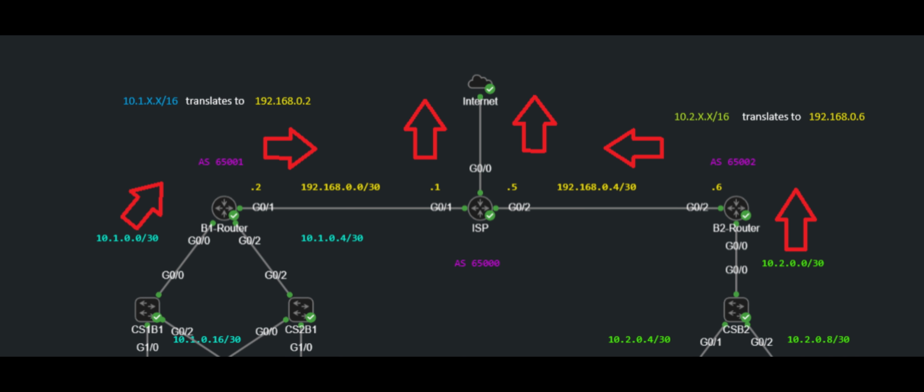We're going to start today's lab by configuring port address translation on both our branch 1 and branch 2 routers.